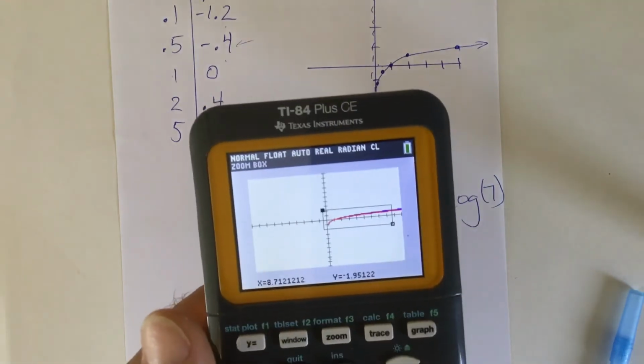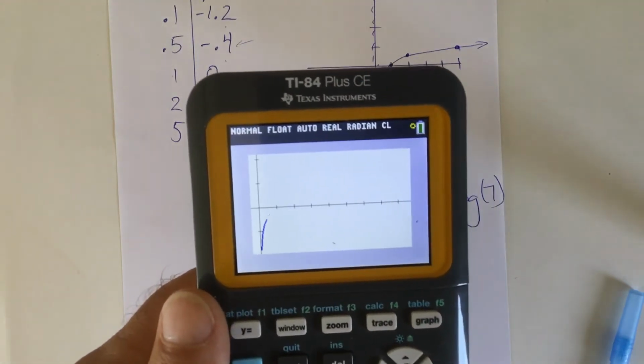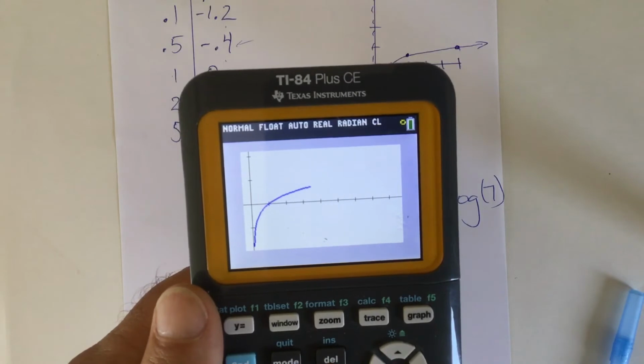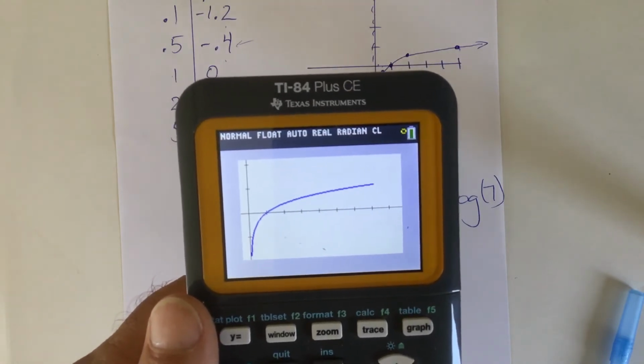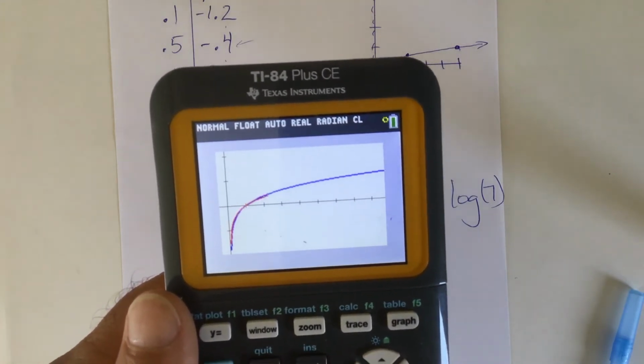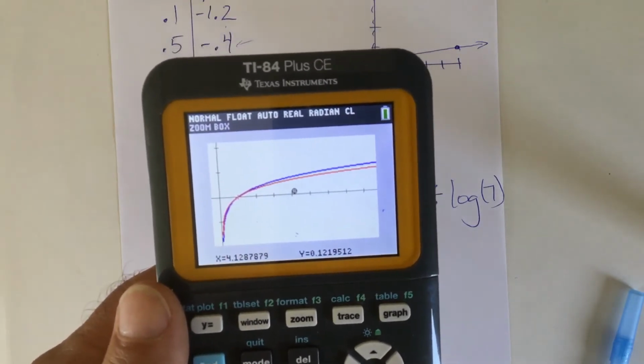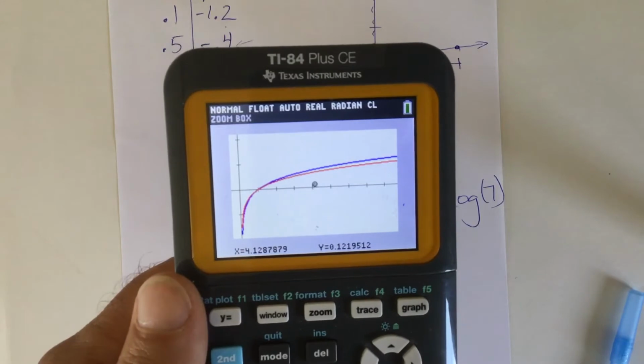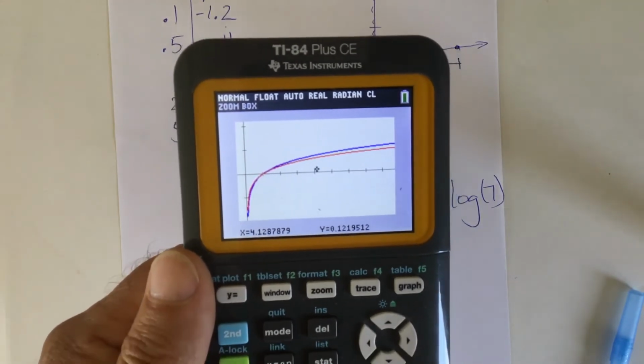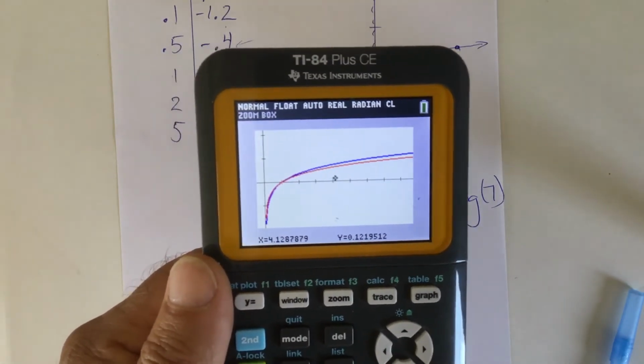And let's take a look. Now let's compare these two. There's the log base 7 graph. Log base 7. Here comes log base 10. Here it comes. See, there's just a slight difference in the two graphs. Super tiny difference in those graphs, but they're different.